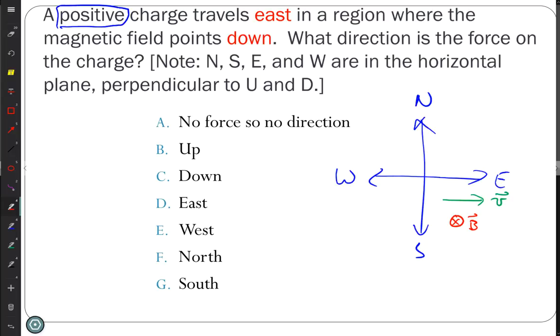Because some people put it in the south direction and then you get the wrong answer because you have the magnetic field in the wrong direction. So with those, what direction is the force on the charge?